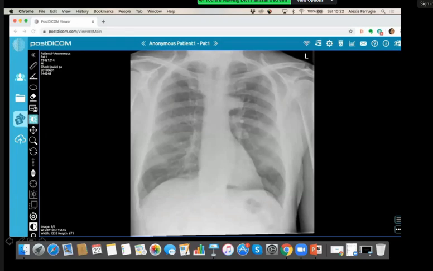So given this appearance, I would compare to any previous radiographs that the patient may have. If they don't have any previous radiographs, then I'll be concerned about this being a potential lung or mediastinal mass. Given that it's a GP patient, I would recommend a CT chest through the 2-week wait pathway and fax my report to the GP. Perfect.